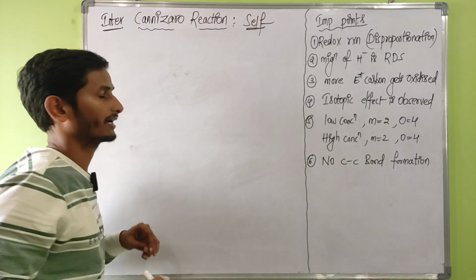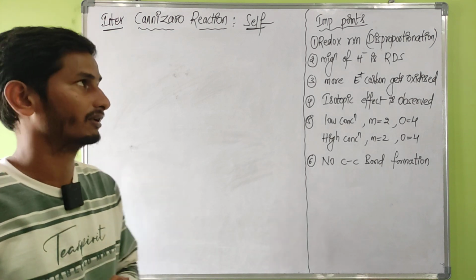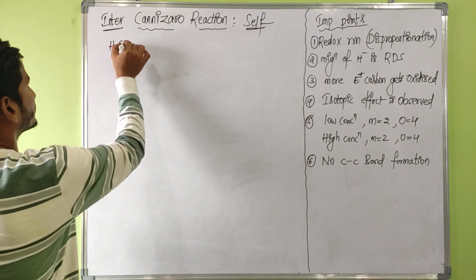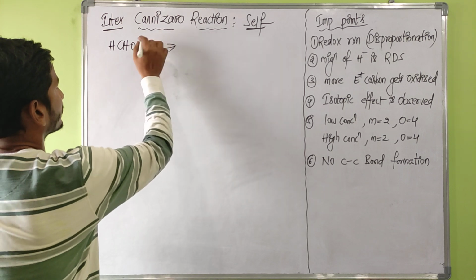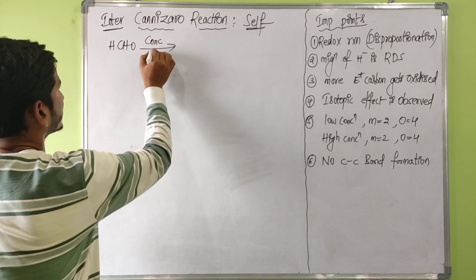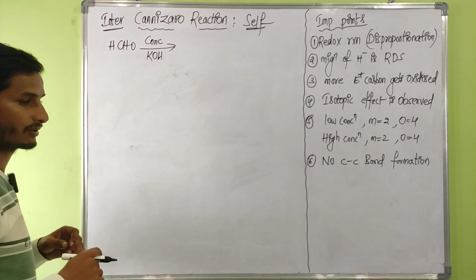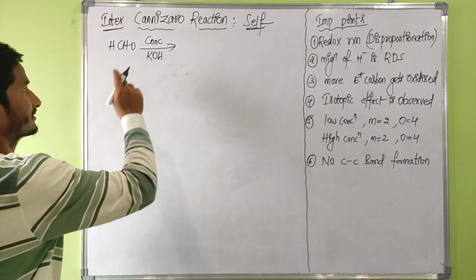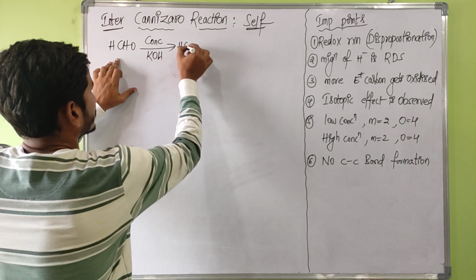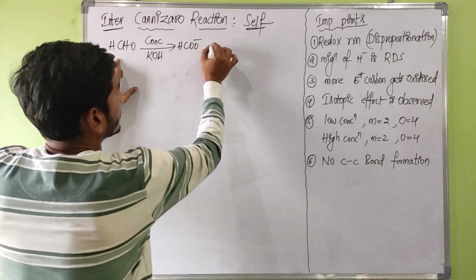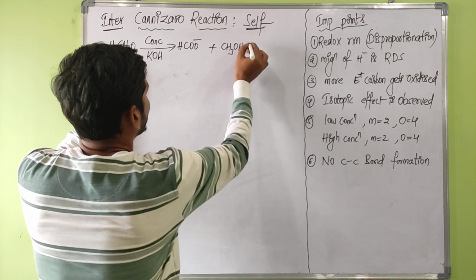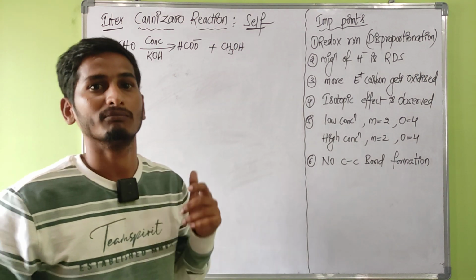Under self-Cannizzaro I am taking one example, which is very familiar to us. That is formaldehyde. Now I am taking concentrated base. Now what are the products that we get here? You have to remember, one gets oxidized, the other gets reduced. So the same molecule gets oxidized and the same molecule gets reduced, and we got formate and we got methanol.